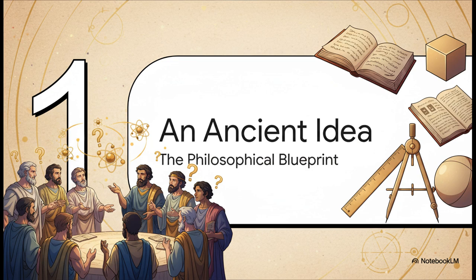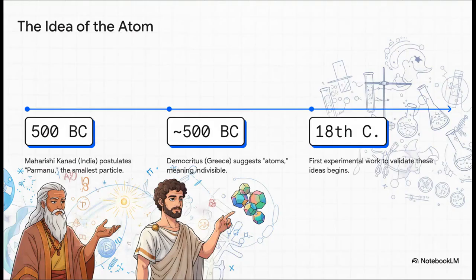So you might think our story starts in some high-tech lab, right? Nope. Our journey actually begins way, way back. Not with scientists, but with philosophers, with thinkers who are just asking these huge questions about what the world is made of. And what's so cool is that this idea wasn't just in one place. Around 500 BC in India, a philosopher named Maharishi Kanad talked about Parmanu, which he said was the smallest ultimate particle. And get this, around the exact same time over in Greece, Democritus suggested the idea of atoms, a word that literally means uncuttable or indivisible. But for the next 2,000 years, that's all it was, just an incredible idea.